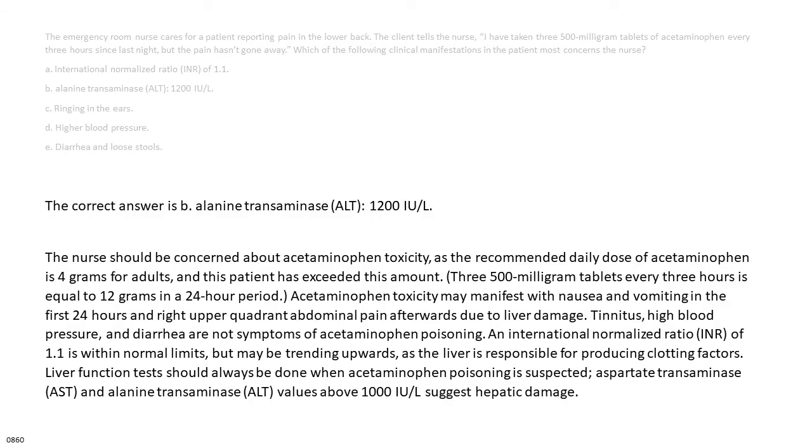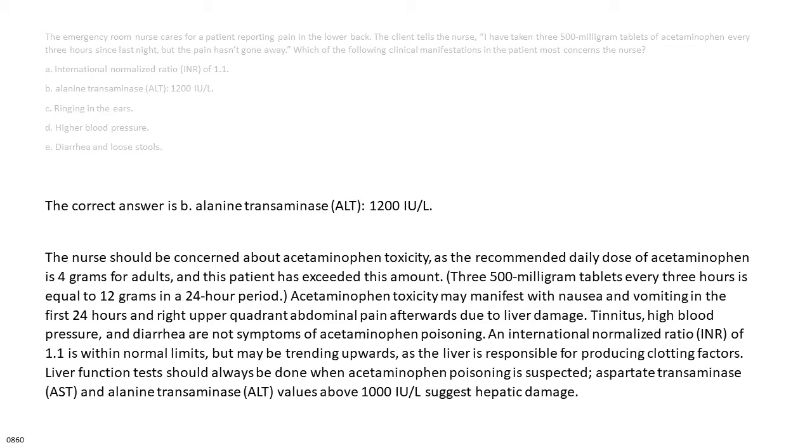The correct answer is B. Alanine transaminase, ALT, 1200 IU per liter. The nurse should be concerned about acetaminophen toxicity, as the recommended daily dose of acetaminophen is 4 grams for adults, and this patient has exceeded this amount. 3 500 mg tablets every 3 hours is equal to 12 grams in a 24-hour period.